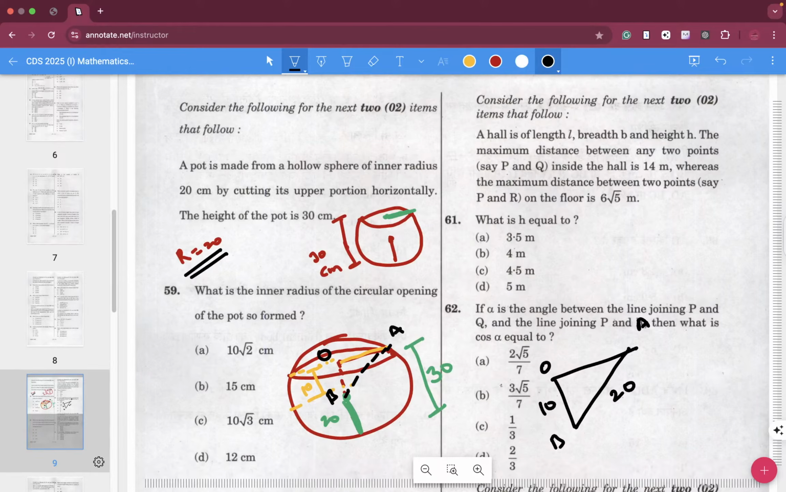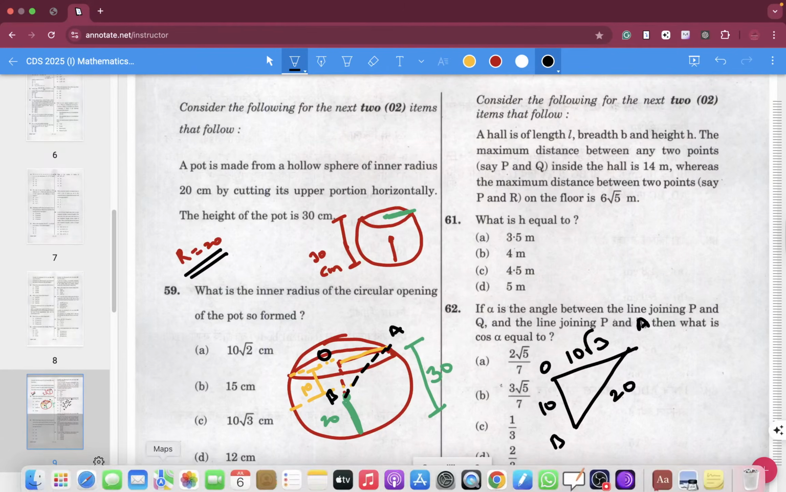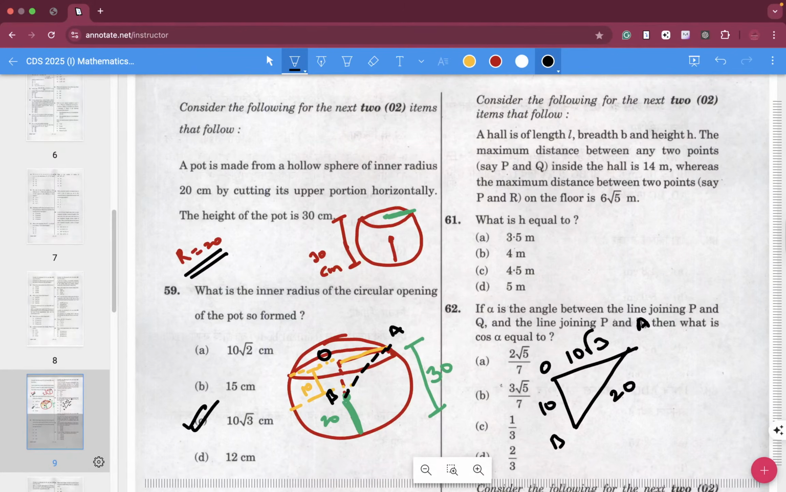So what is the value of OA? Apply Pythagoras and find out. The answer you will get is 10 root 3. Upon applying the Pythagoras you will get the value 10 root 3.